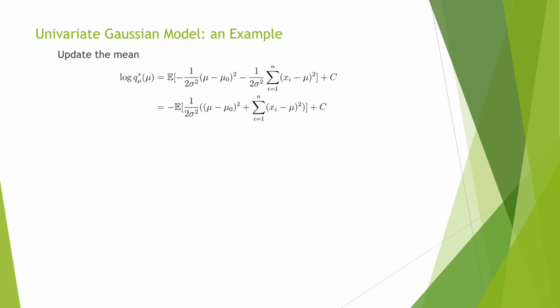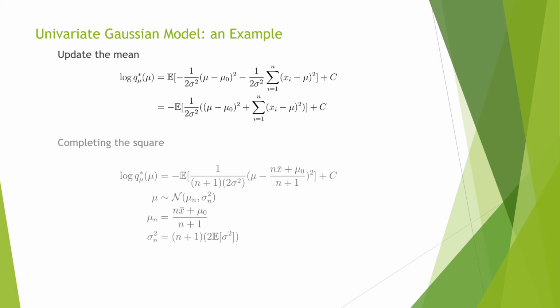Now, putting things together, we can combine the terms inside the expectation. At this moment, we should realize that the optimal variational form of mu should be a normal distribution as well. This might not be too obvious in other more complicated examples, but we can simply complete a square for mu in this case and match the form. After some algebraic manipulation, we'll get this form on the right-hand side.